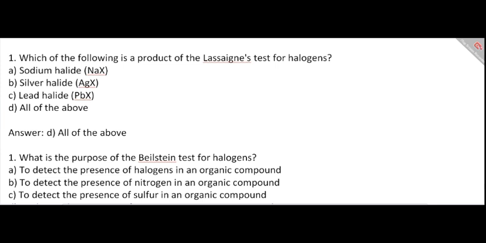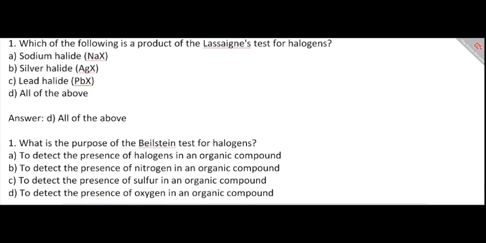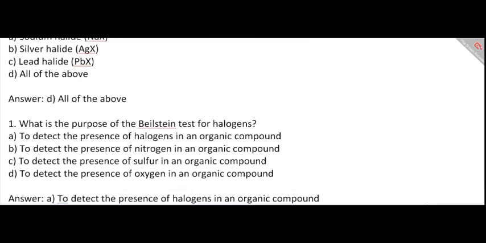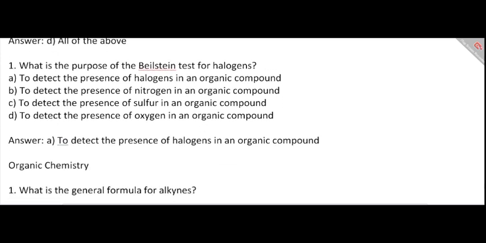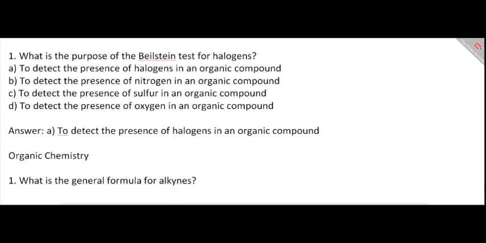So option A is the correct answer, to detect the presence of halogens in the organic compound. What is the general formula of alkynes? So obviously CnH2n-2 is the correct formula, which represents that there is an alkyne present.